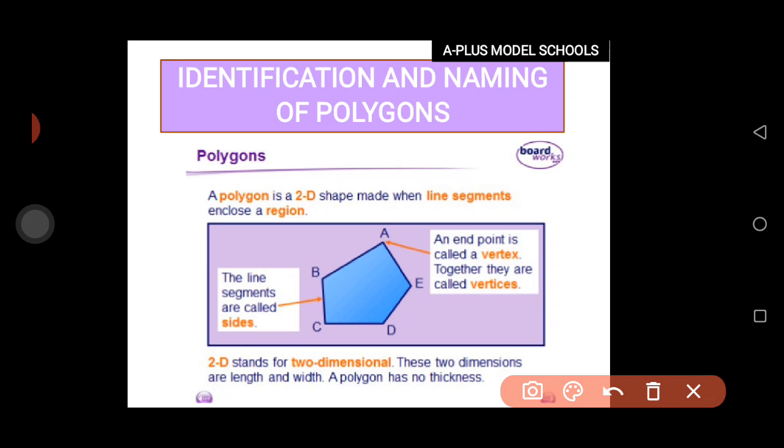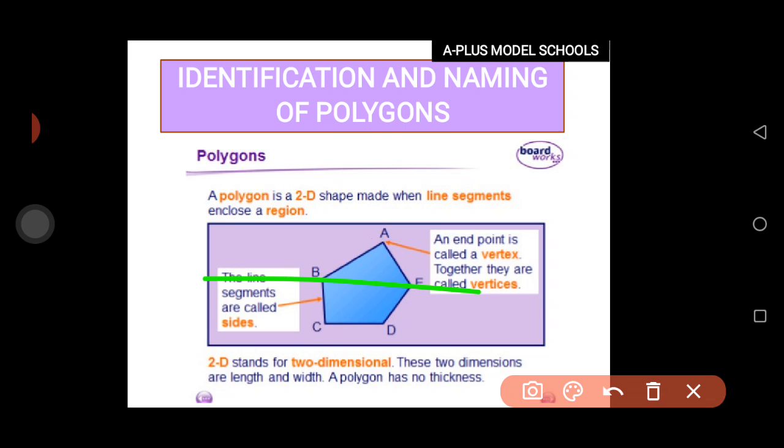A polygon has no thickness. It means it does not have any thickness. It only has a length and a breadth. And that's why when you look at all the plane shapes that we have been studying, you would only notice that either they have a length, it means how long they are, or how wide the shape may be.